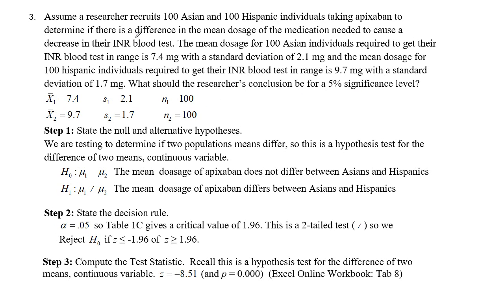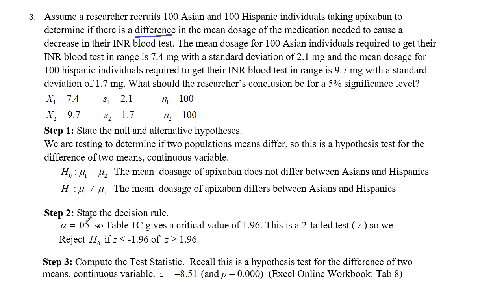So we're trying to test if there is a difference here. So this is a two-tailed test. We are testing means. So our null hypothesis is going to be the 2 means are the same, Asian and Hispanic. So mean 1 equals mean 2. So that mean dosage does not differ. There is no difference. The alternative is a two-tailed. Mean 1 not equal mean 2 because this says difference. Doesn't say greater or lower.